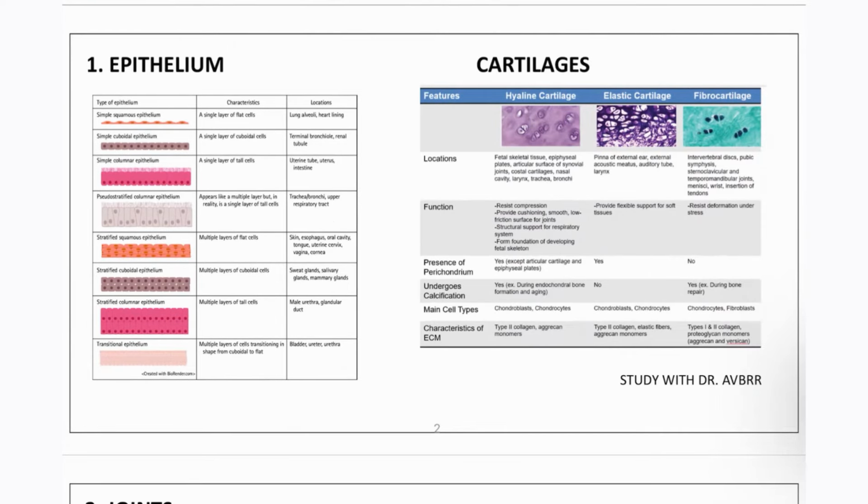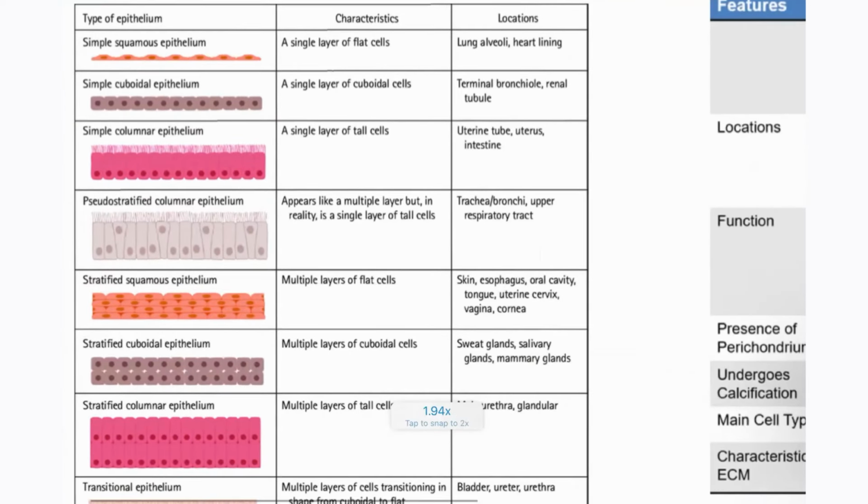Epithelium. When I discuss the epithelium, there are different types of epithelium, where their lining is most important. Simple squamous epithelium is present in the lung alveoli and also the heart lining. Next, simple cuboidal epithelium is present in the terminal bronchioles along with the renal tubule. Simple columnar epithelium is present in the uterine tube, uterus and the intestine, because this simple columnar epithelium contains cilia. So the ciliated structures like fallopian tubes, uterus and intestines will present it.